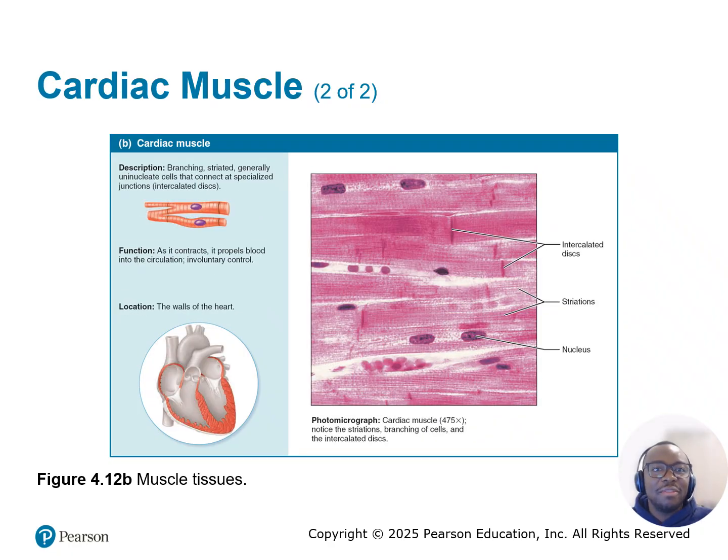Cardiac muscles are found only in the heart, and they are involuntary. Like skeletal muscles, cardiac muscle contains striations, but their cells have only one nucleus. Cells of cardiac muscles can have many branches that join branches of other cells at special junctions called the intercalated disc. Contraction of cardiac muscle propels blood into the general circulation.